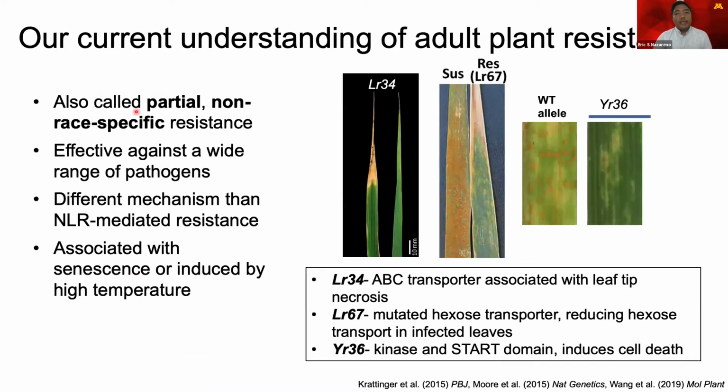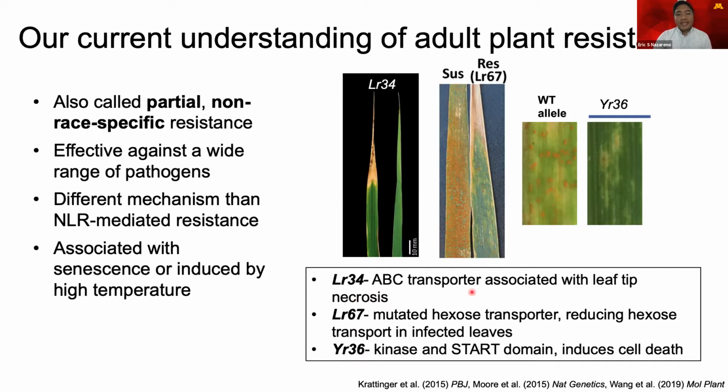That's why we're looking at the other type of resistance, which is called adult plant resistance or partial resistance. It is deemed to be effective against a wide range of pathogens, and it has a different mechanism compared to the race-specific resistance. So here are some examples. We have LR34, LR67, and YR36.